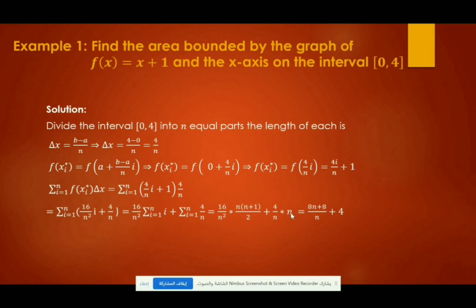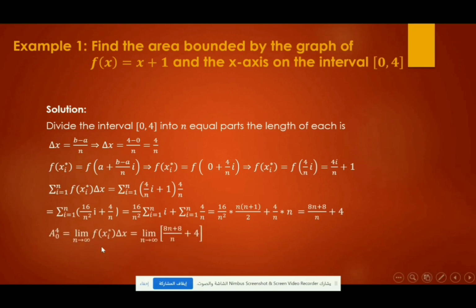Then try to simplify your work after using the properties by canceling, for example, this 2 with this 16 to get 8, and this n with this n squared to get n down. Then open a bracket and simplify your work. And similarly here, you can cancel this n with that n. You can get 8n plus 8 over n plus 4.